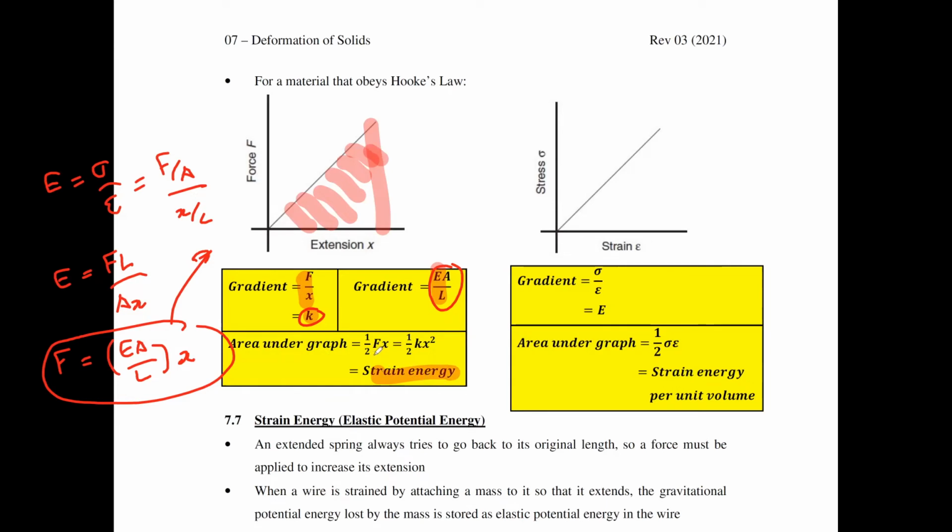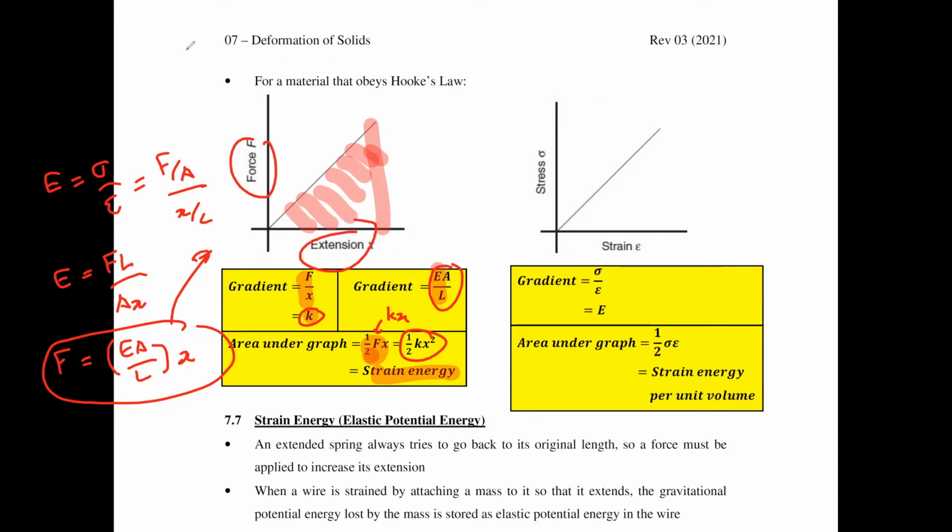So here, the area under the graph is half Fx. If you know that F is actually Kx, you sub in, you get half Kx squared. So the area under your graph here, the strain energy, is half Fx, which is half Kx squared. Okay, so this one is if you're talking about a force extension graph.